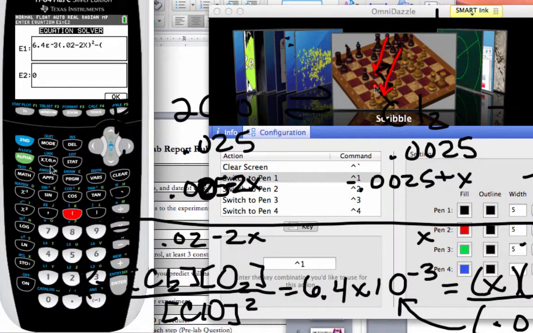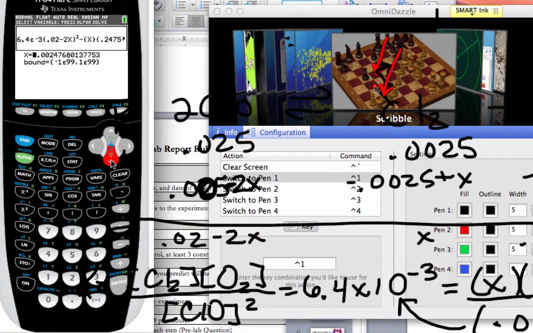So I had x times 0.2475 plus x. Close that out. And then I have 0 on the other side. And for our assumption for x, let's use something really small like 0.001. And then we do alpha solve.